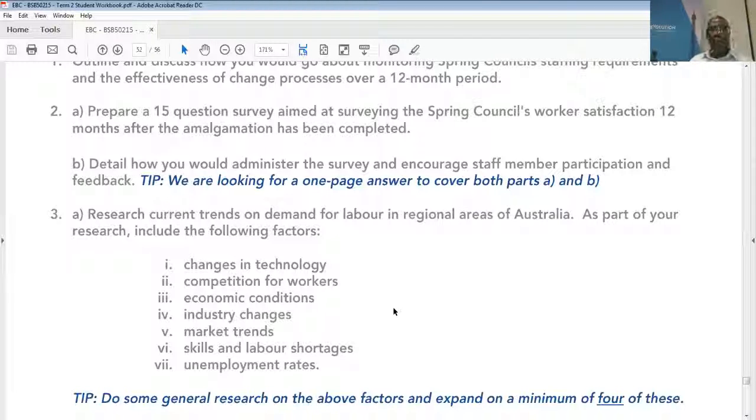And when you talk of market trends, we talk of the products and services that come on the market. How fast changing are they?